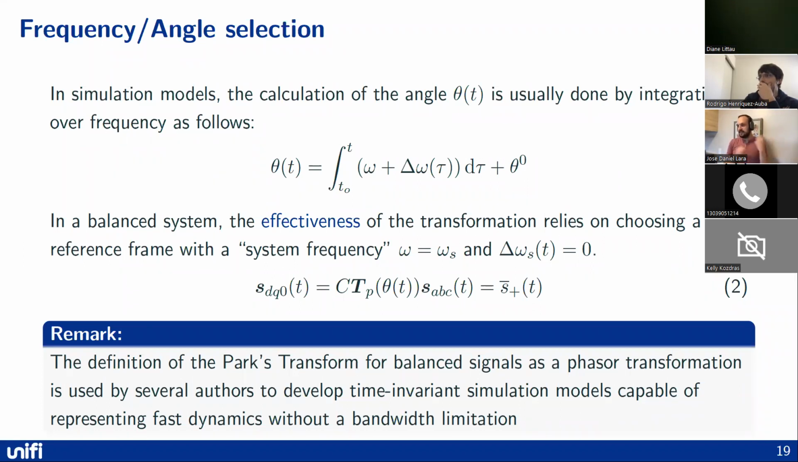And the definition of this Park transform in terms of the frequency is effective in terms of a simulation if we choose this frequency to be the same as the system frequency omega s, and then we assume that that system frequency is constant over time. So again, the results of the transformation don't change with the choice of theta, but the effectiveness of that transformation as applied to simplifying a simulation, which is what we care about at the end of the day, very much relies on this choice.